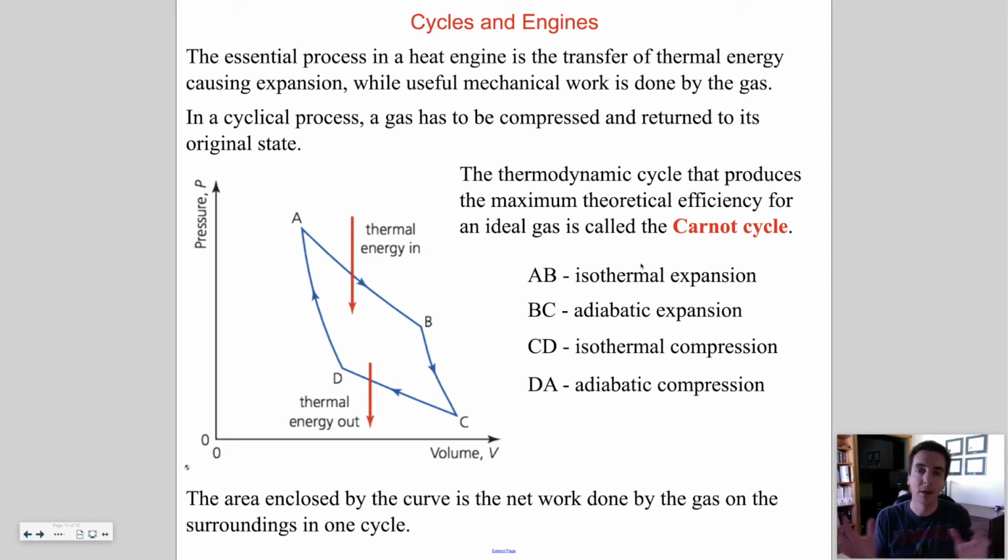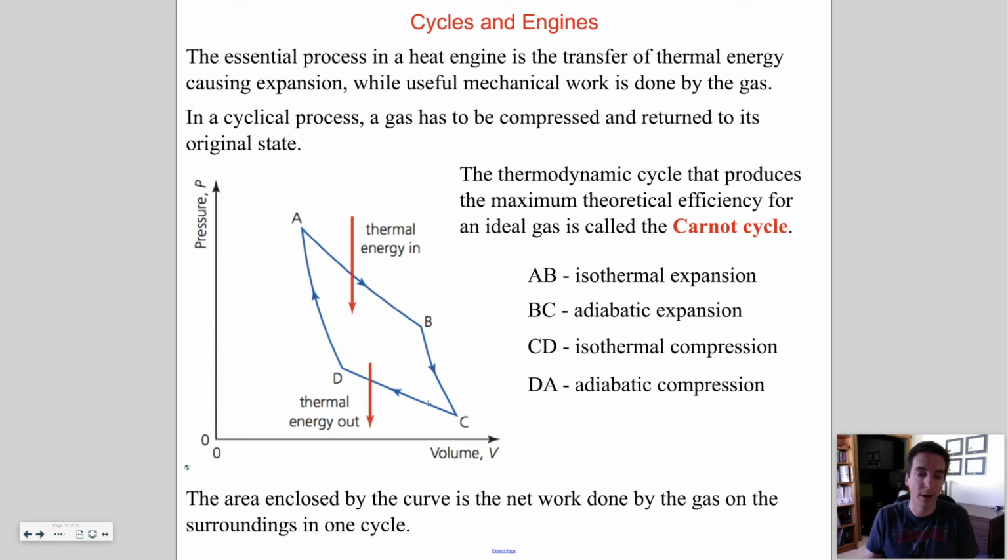The gas has to be compressed again, returned to its original state, and then expanded, and compressed, and expanded, and compressed, and then you get that constant motion. The thermodynamic cycle that produces the maximum efficiency you want in an ideal gas is called the Carnot cycle. It consists of an isothermal expansion, an adiabatic expansion, so the volume is going up, and then an isothermal compression, and then an adiabatic compression.